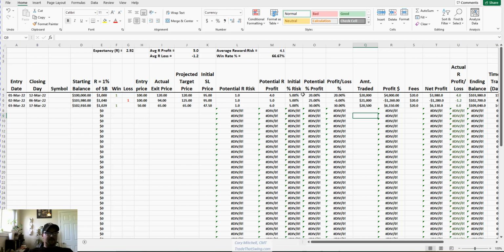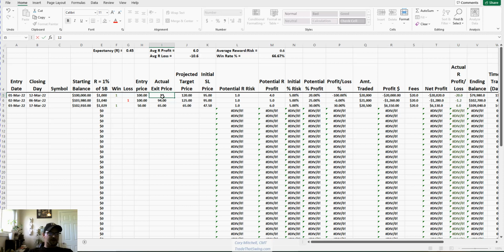So initial risk percent, that's our entry point minus our stop loss price, is 5%. Potential profit, entry point to projected target, 20%. Profit loss percent. This is our actual amount that we end up winning or losing on the trade. And this is automatically calculated as well once we put in our actual exit point. So if I click out of this cell, then our profit percent and our target go to 0 because our actual exit point right here is 0 at the moment.